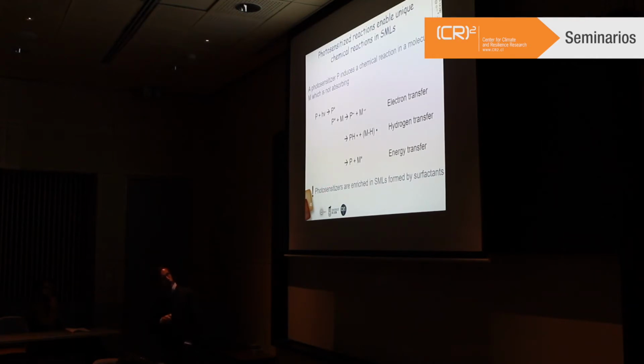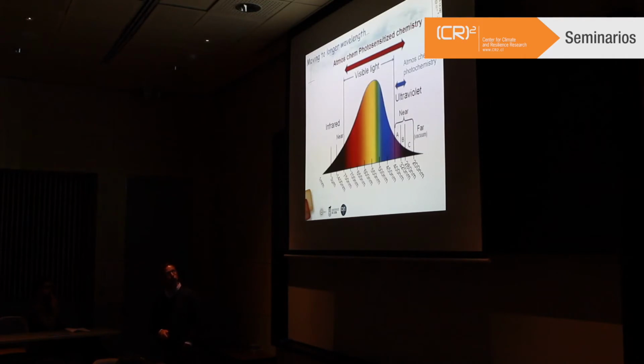And again, now we have a situation where we have photosensitizers potentially enriched in this surface microlayer, on the top of the ocean, and with photons on it. And if this is happening, then you can do chemistry or photochemistry over the full actinic region. And you are not restricted to just the UV, because you don't need to break bonds. You just need to have energy to put molecules into an excited state.